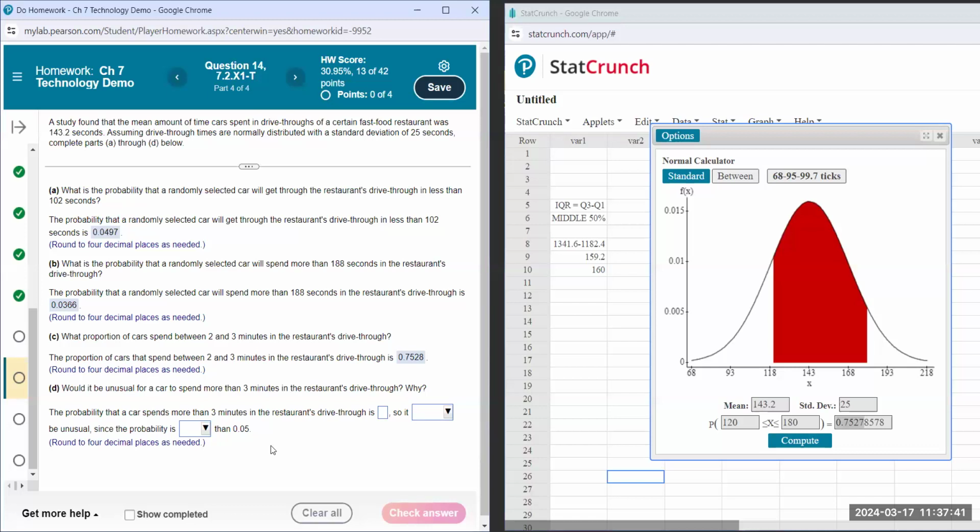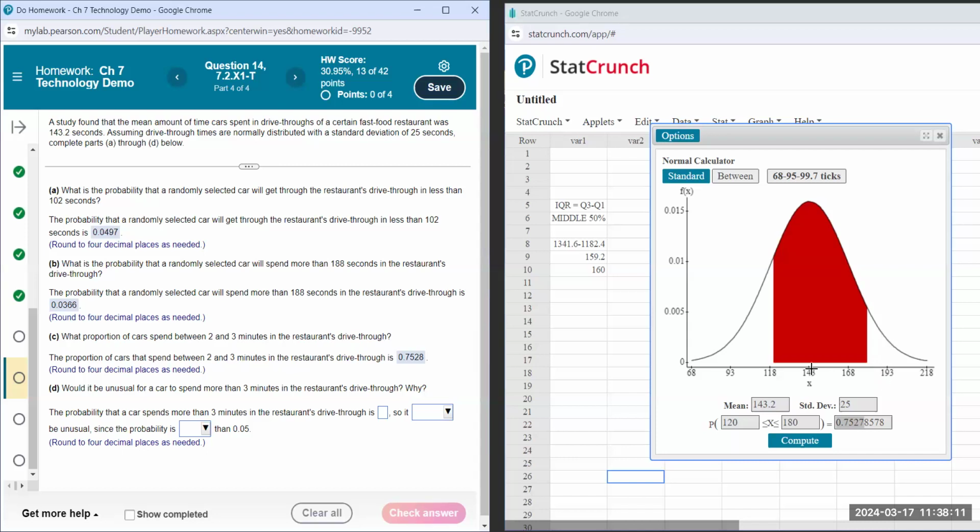Okay, so now would it be unusual to wait for more than 3 minutes, this 180, which is here? So let's see. Just by looking at it, it's 1, 2. It's unusual if you're beyond 193, according to mine. Yours might be different. And I'm definitely not above 193, so it's not unusual.